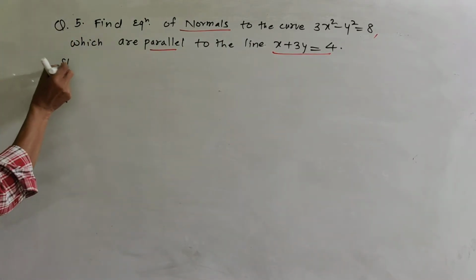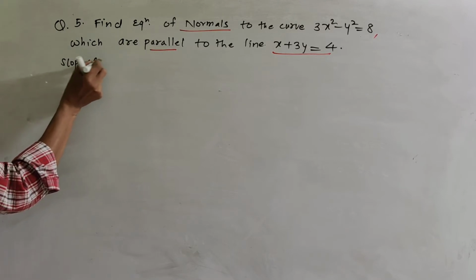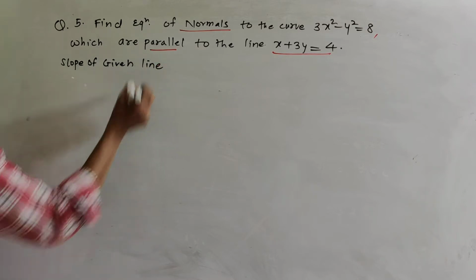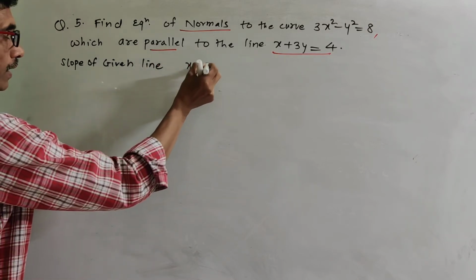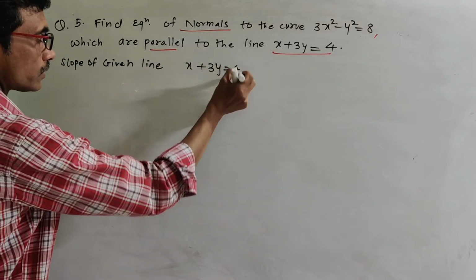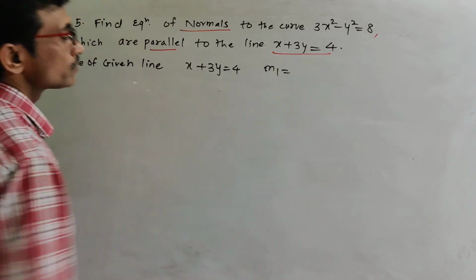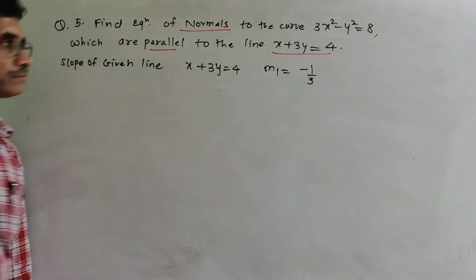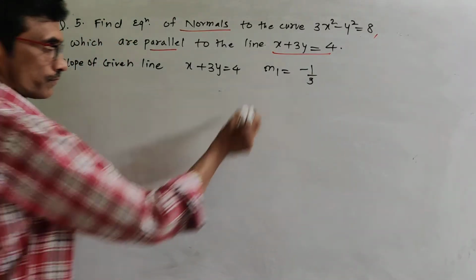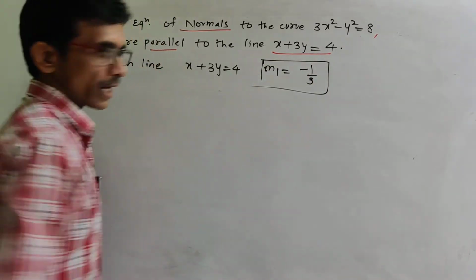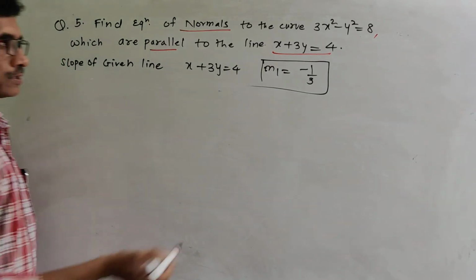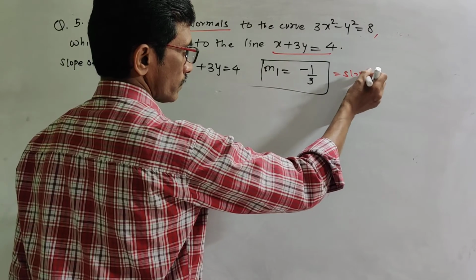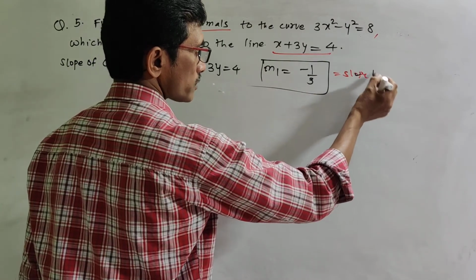Here slope of the given line, that is x plus 3y is equal to 4, say m1 is equal to minus 1 upon 3, minus a upon b. This is slope of normal also, because our normal is parallel to the given line. So this is slope of normal also.